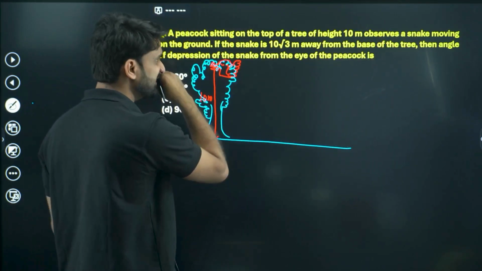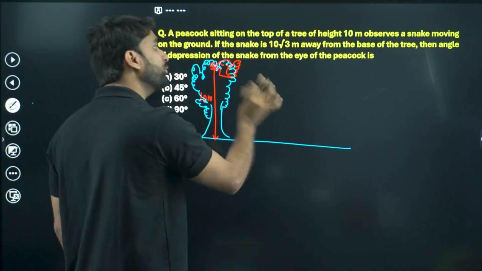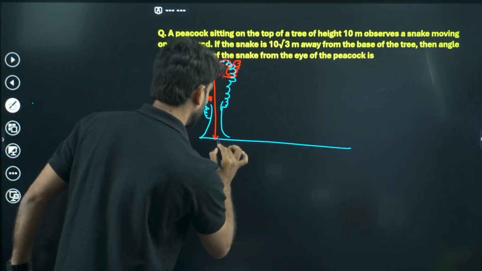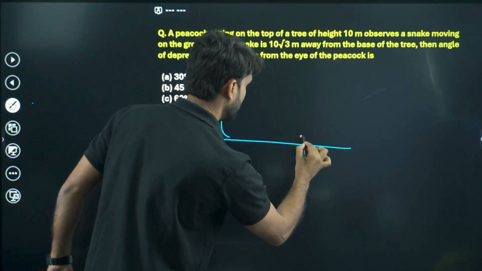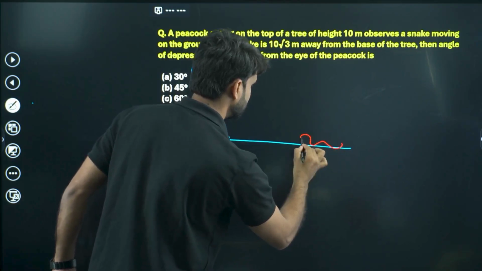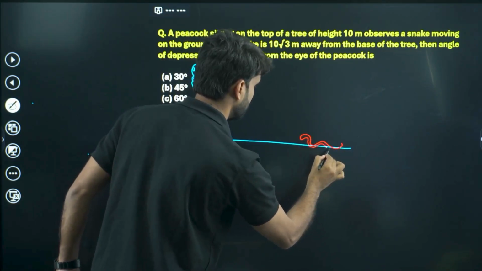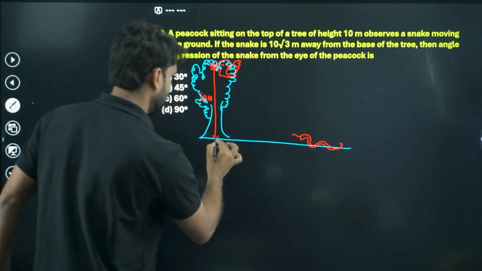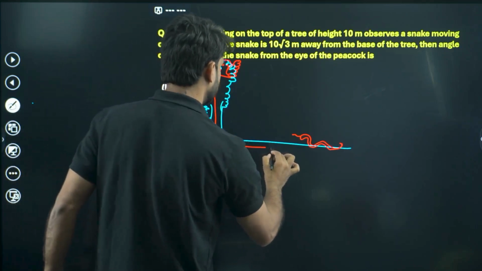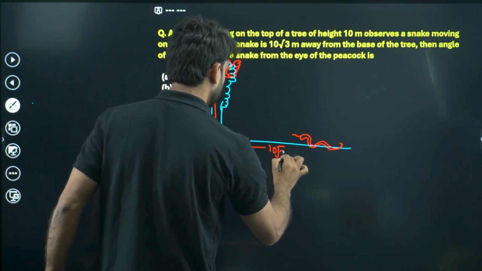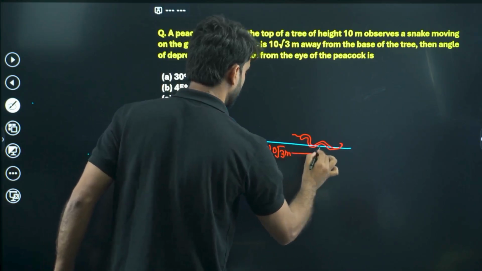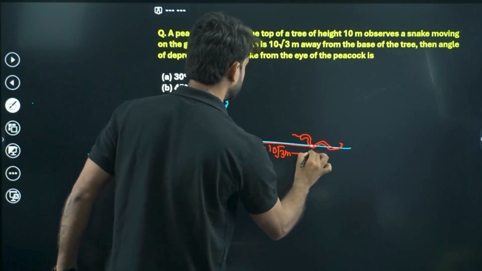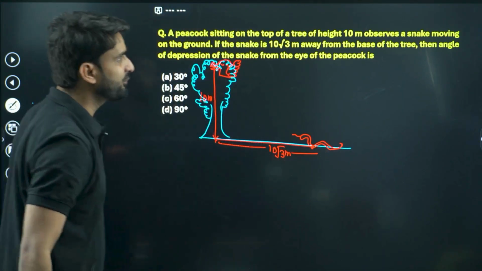Okay, so there is a snake. If the snake is 10√3 meter away from the base of the tower, so here is a snake, and this snake is moving towards the base of the tower, and here the snake is at the distance 10√3 meter here. So this distance is basically 10√3 meter from the base of the tower.